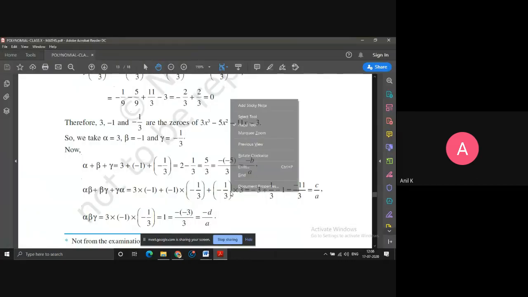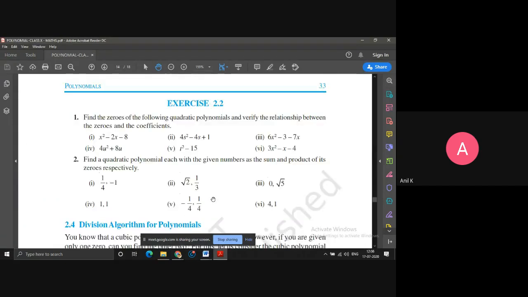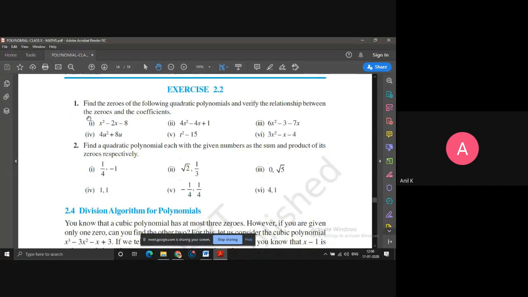Now, I think I said in the 2.2 exercise to complete question number 1, all you have to do. Now, question number 2, I'll explain 1 or 2 questions. Here it is given, find the quadratic polynomial with the given sum and product. You have to derive the quadratic equation. In question number 1, the quadratic equation is given; you have to find the sum, product, and verify the relation between zeros. And here there is the reverse process. Sum and product are given, and you have to get back to the quadratic equation.